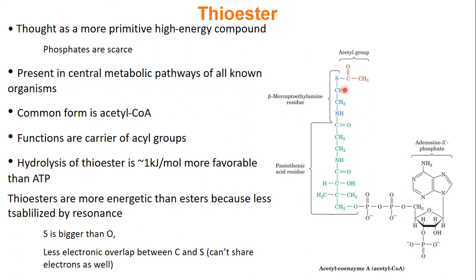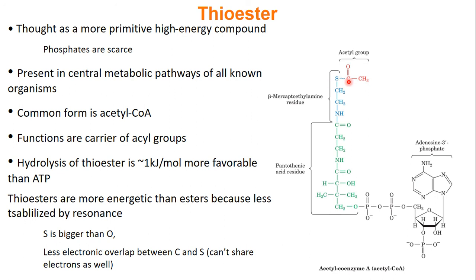So these are energy compounds. They're also a carrier of acyl groups. You can put different acyl groups up here, and you can carry them around the cell and do chemistry with your acyl groups. And when you hydrolyze this bond, you actually get more energy than ATP, roughly 1 kilojoule per mole more energy.